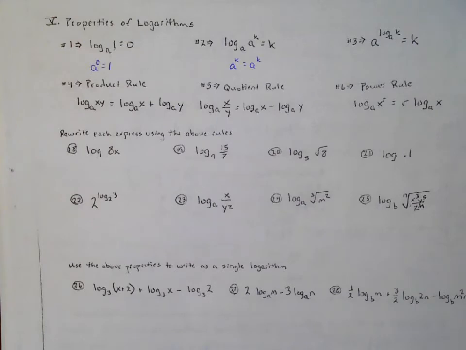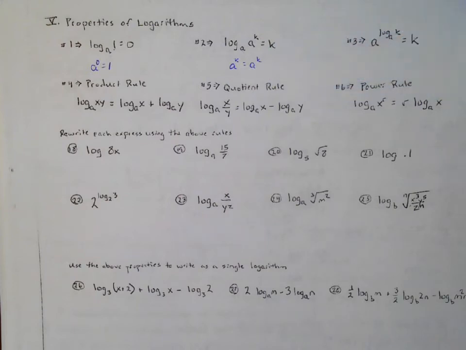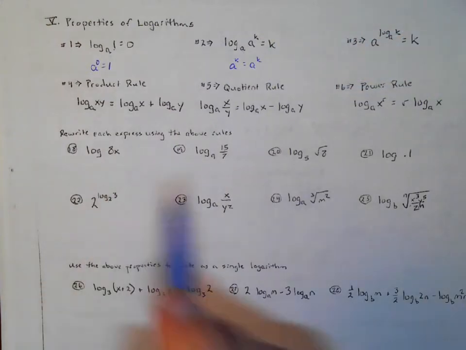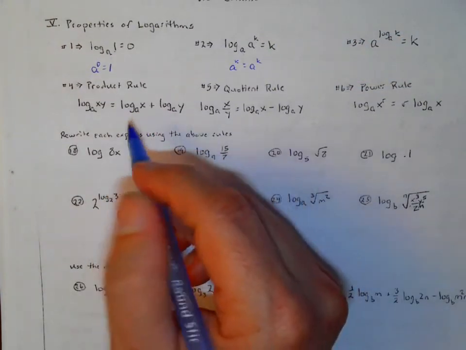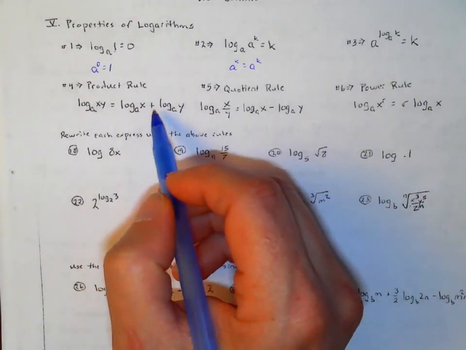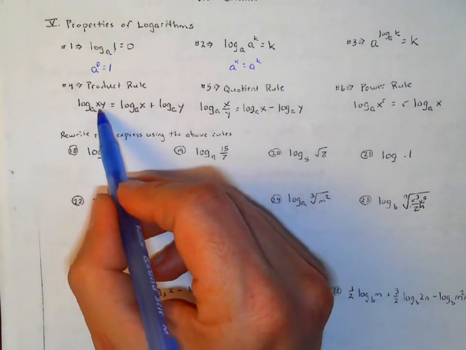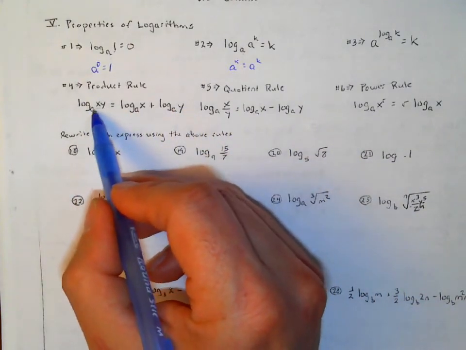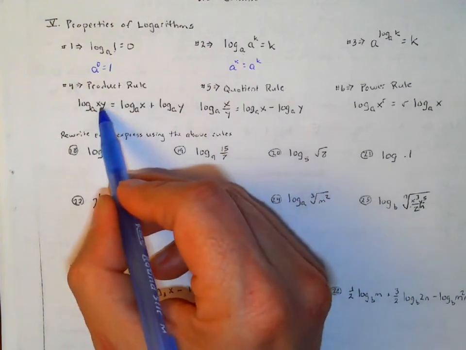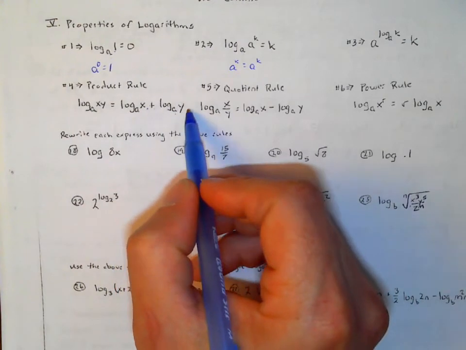These other 3 are so important, they actually have rules: the product rule, the quotient rule, and the power rule. Think about when you multiplied with exponents, right? You added the exponents. When you multiply, you add. So we can think about that here. If I take the log base, it could be any base, of x times y, we can rewrite that as log base a of x plus log base a of y.